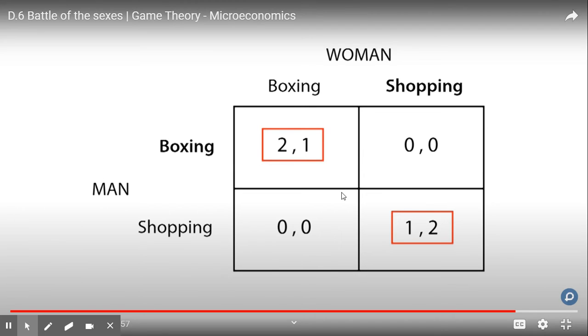So the women also have no dominant strategy, but their payoffs are matching in one box. So they have two Nash equilibria. This is (2, 1) and (1, 2). They both have the Nash equilibrium because their strategies are going to match here.